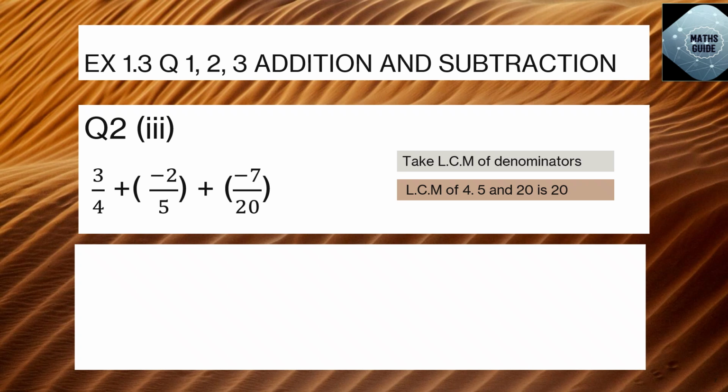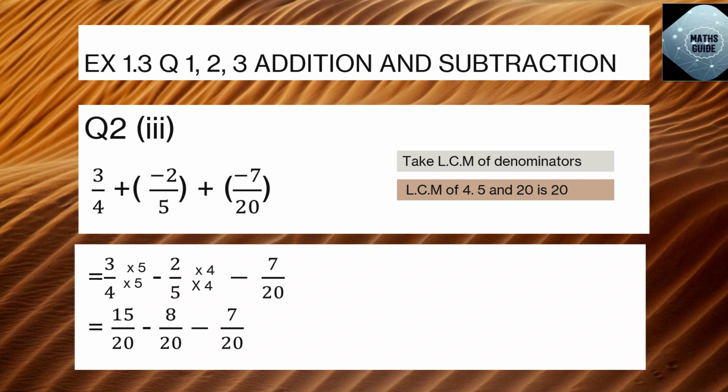Now again exercise 1.3, question number 2, part 3. This time we have three fractions. As you all know the rules of addition, we have to take the LCM, and the LCM of the denominators 4, 5 and 20 is 20. Now let's make their denominators same or common. We will multiply 4 by 5, 5 by 4.